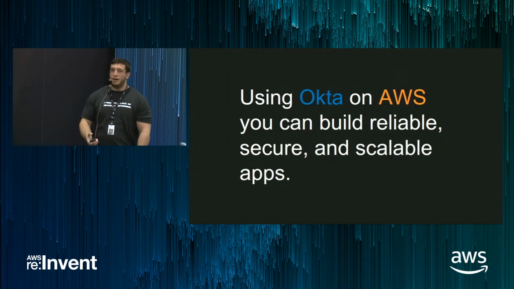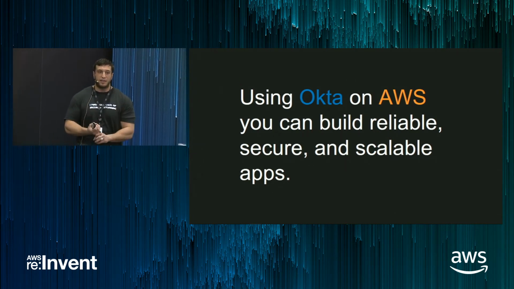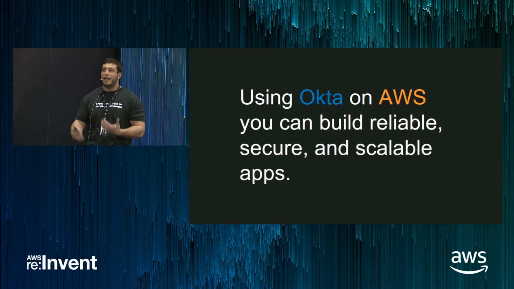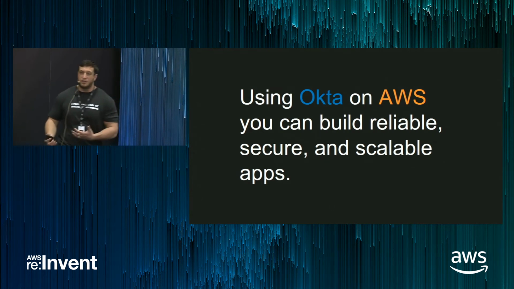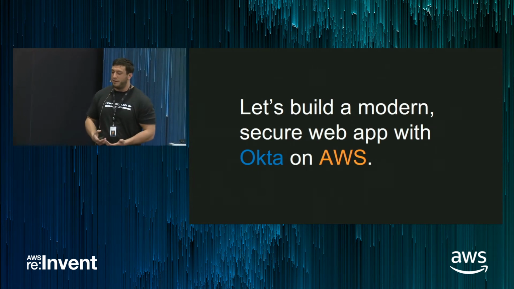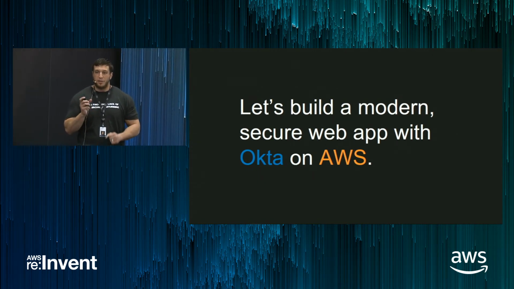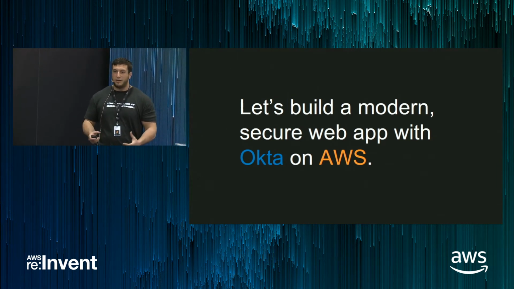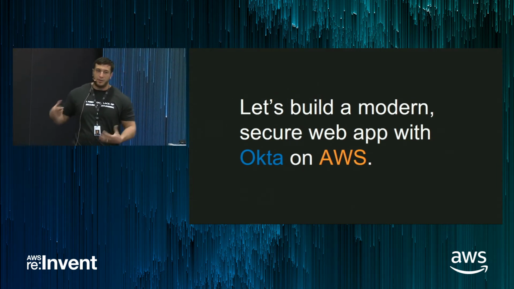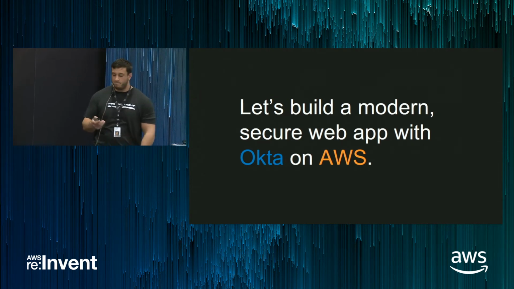And the idea here is that if you use Okta and Amazon together, not only can you build the secure stuff using Okta, but you can build really scalable, modern apps on Amazon as well. And when you use both of those services together, you get a lot of really nice benefits. So what I'm going to walk you through now is just a theoretical application. We're going to architect it together, which is going to run on Amazon using a bunch of newer services, and then use Okta to handle all the security stuff.